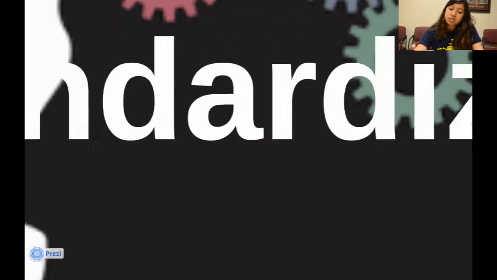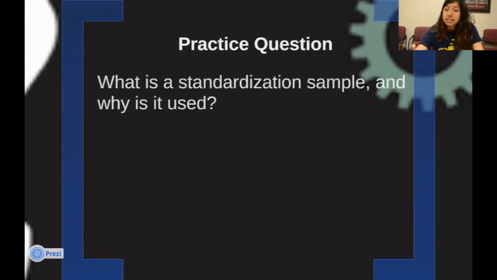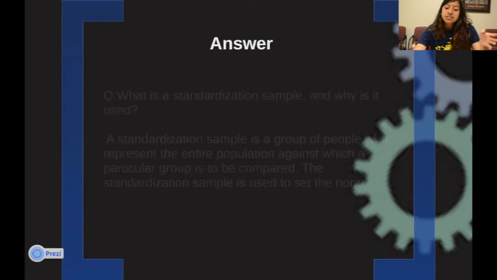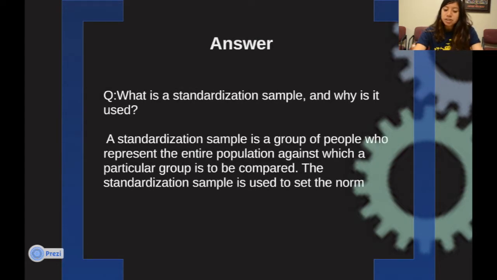So we're just going to do a really quick practice question that you might see on the AP exam. It says, what is a standardization sample and why is it used? This is just to get you thinking. So if you want to take a moment to think about that, go ahead and pause the video. So the answer is a standardization sample is a group of people who represent the entire population against which a particular group is to be compared. The standardization sample is used to set the norm. That's a key part, used to set the norm.